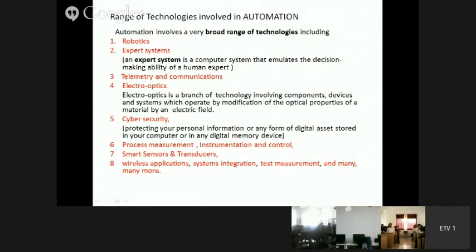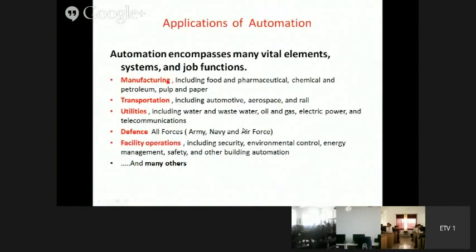Application of automation. Automation encompasses many vital elements, systems, and job functions: manufacturing, transportation, utilities, defense, facility operations, etc., to name some of them. And many others, many more, right? So these are some of the applications of automation.